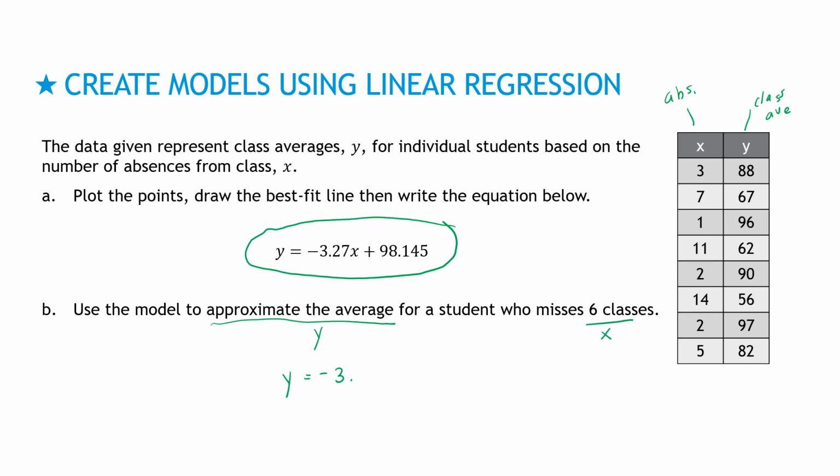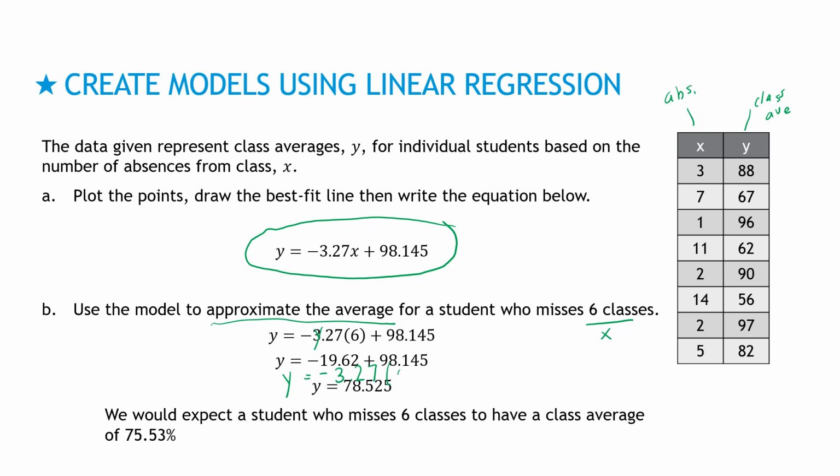Y equals negative 3.27 times 6 plus 98.145. Before I do the math there, just keep in mind why that slope would be negative. Keep in mind that as absences increase, we would expect a student's approximate average to decrease because they're missing out on all of that content. So it makes sense that I have a negative slope here.